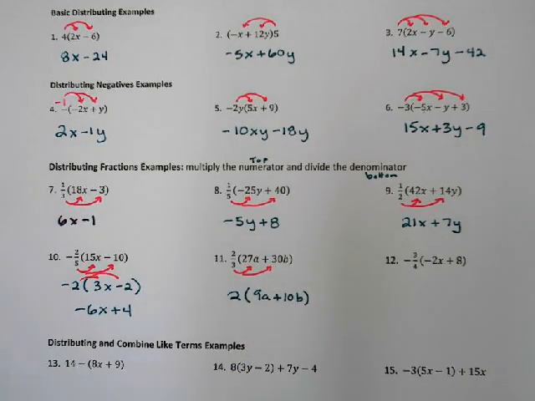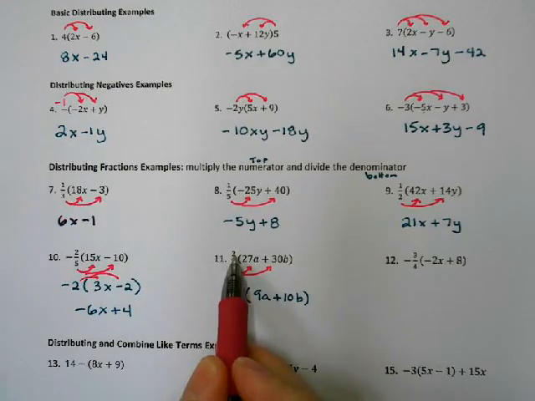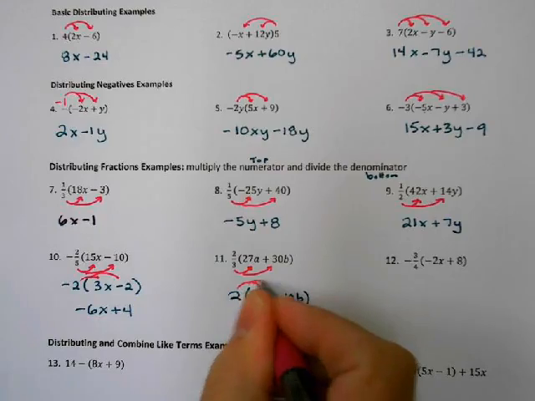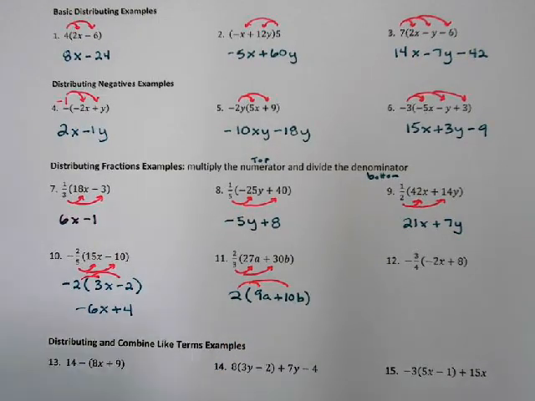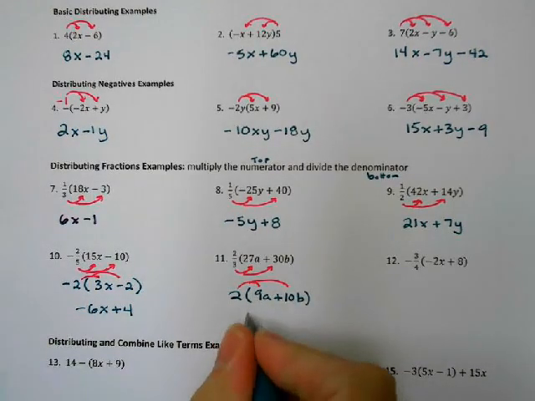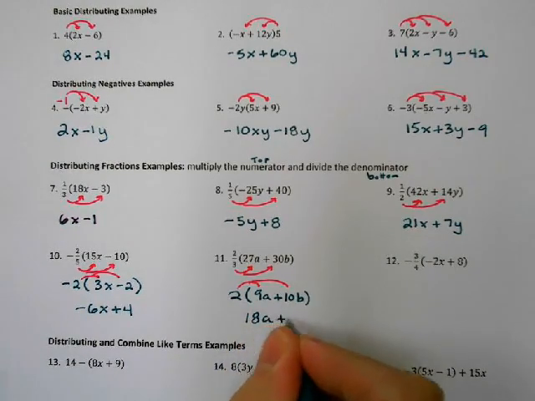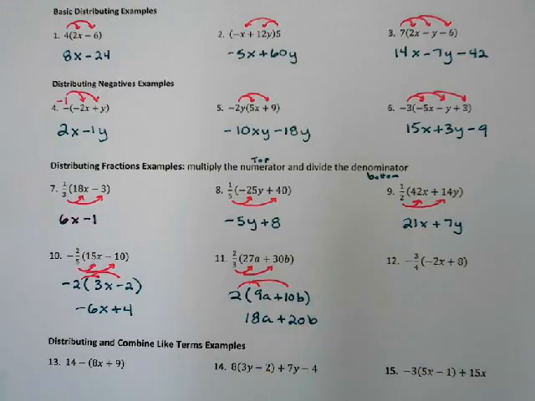Okay, and now I'm going to multiply the numerator that I haven't done yet. So I'm going to multiply the numerator to both of these, and we'll get our final answer of 18a plus 20b. Awesome.